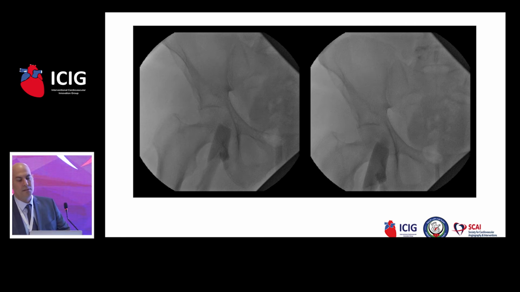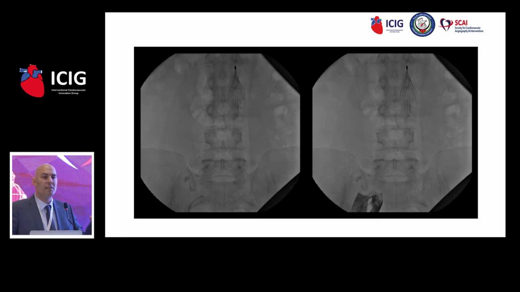This is the sheath. And remember, it's his left leg, but in prone position, so the left looks right, and the right looks like the left. And here you could see that the vein, you can't see a whole lot of contrast through it. Again, this is the sheath in the popliteal vein.